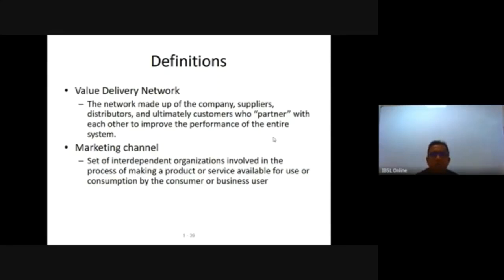The network made up by the company, suppliers, distributors, and ultimate customers who partner with each other to improve the performance of the entire system. So through a channel there are two things: one is delivering value, and the other is delivering the products. A marketing channel is a set of independent organizations involved in the process of making a product or service available for use or consumption by the consumer or business user. So when you have a network, it will help the entire system.